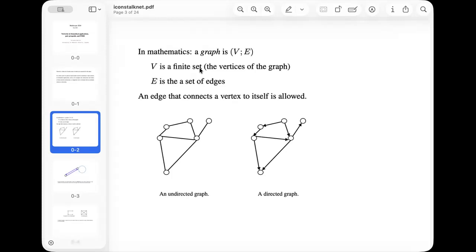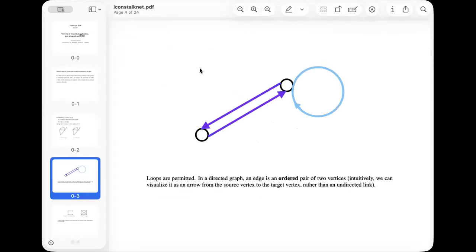Rigorously, an edge is a pair of vertices. To visualize a graph, it is customary to think that a vertex is a point and an edge between two distinct vertices is a link, a line segment. It is permitted to have an edge whose source and target are the same vertex. Such an edge is called a loop. It is permitted to have two directed edges between two vertices represented by the arrows in the opposite directions.